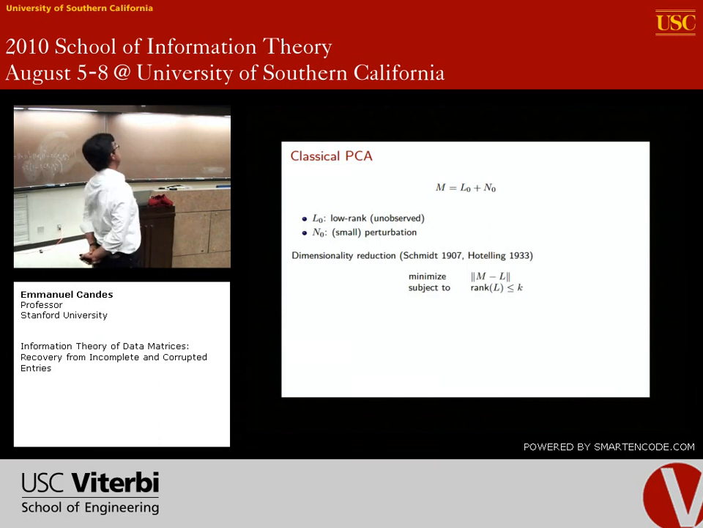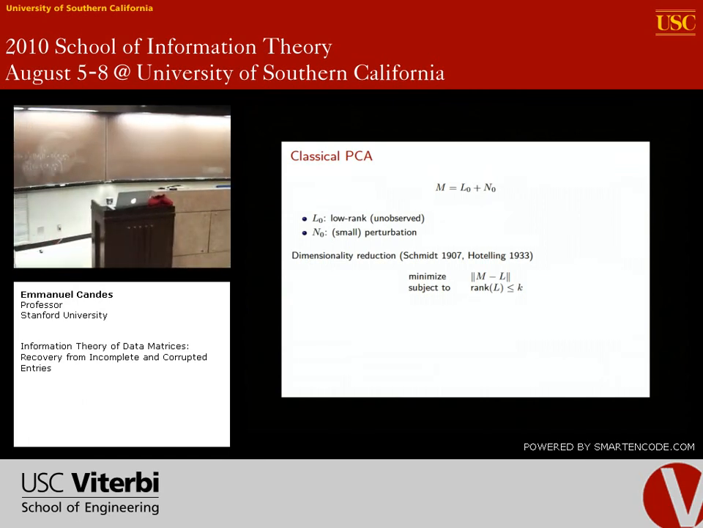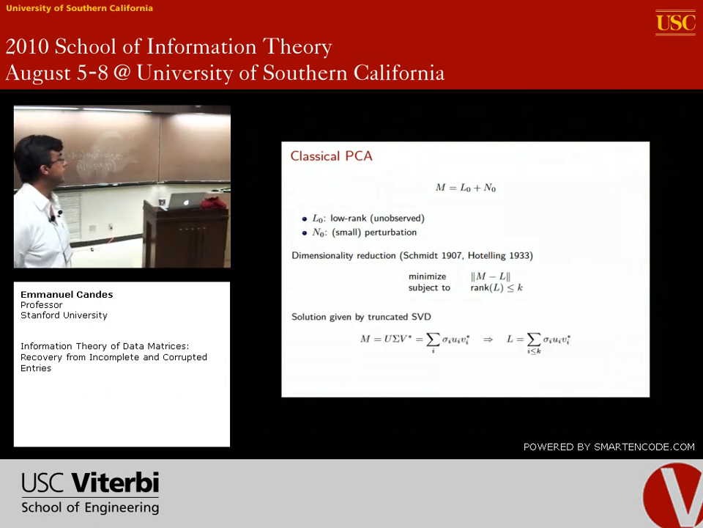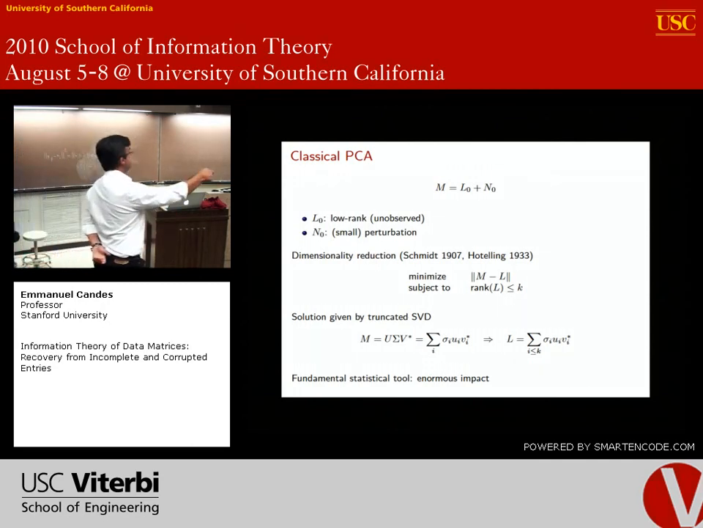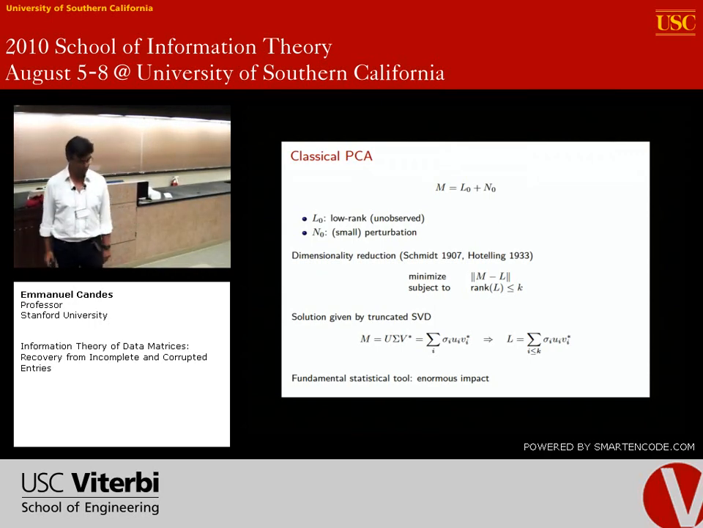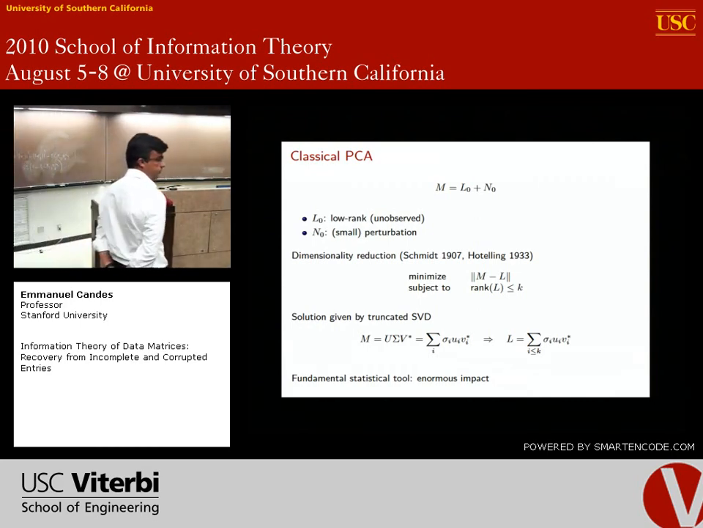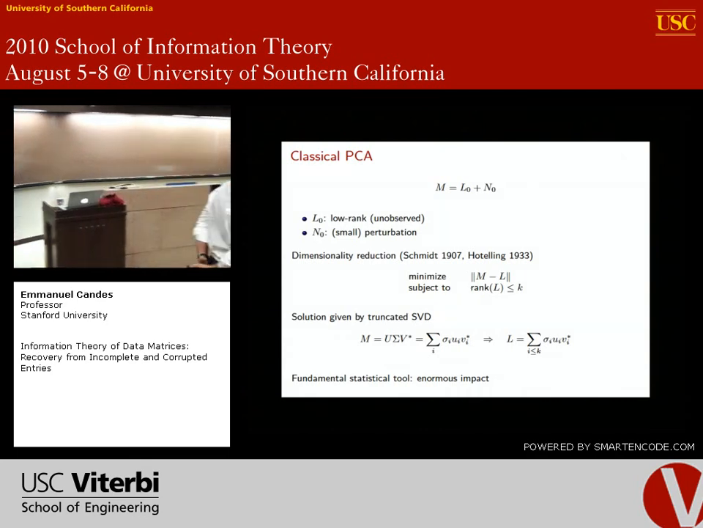Hotelling introduced principal component analysis, and the way we do this is by trying to find a matrix of rank K which is as close as possible to the data matrix. Under this rank constraint, it looks like a hard problem, but it is not hard to solve numerically because the solution is given by truncating the SVD. You take the data matrix M, calculate the singular value decomposition, and the best approximation of rank K is simply this sum: discard the part corresponding to the smallest singular values, keep the largest, and that is the best approximation.